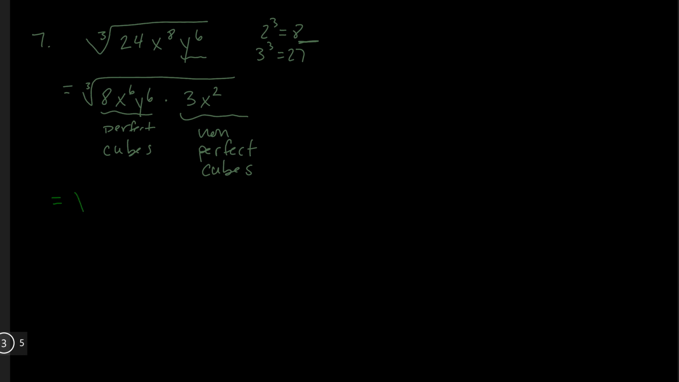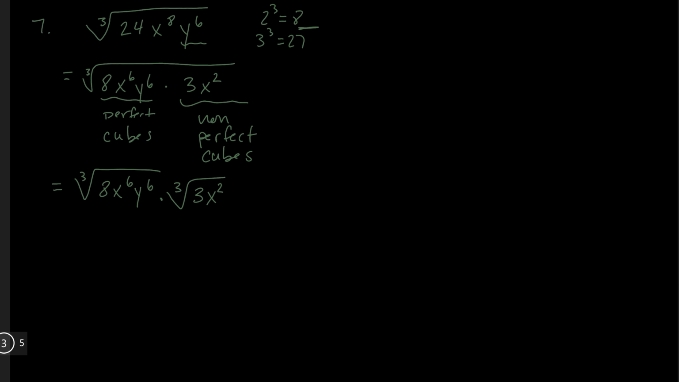So when we simplify this, we break this into two radicals, the cube root of 8x to the 6th, y to the 6th. This is the radical we'll evaluate because they're all perfect cubes, times the cube root of 3x squared. This is the radical we'll leave by itself since none of the factors are perfect cubes.